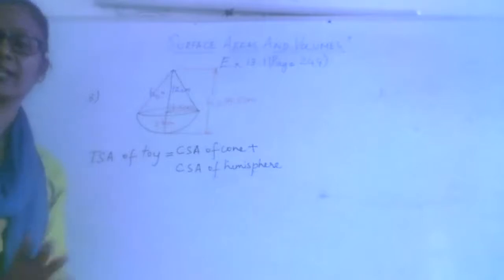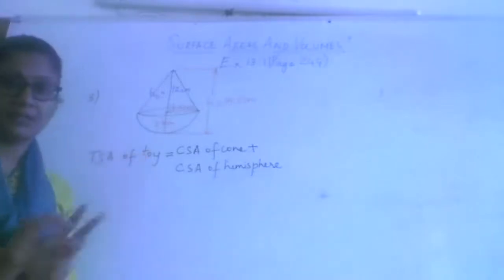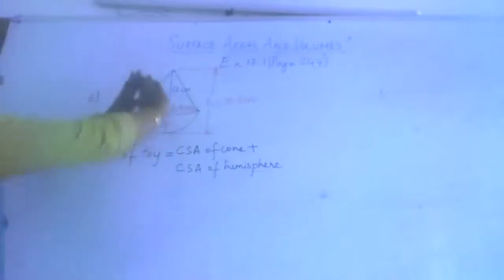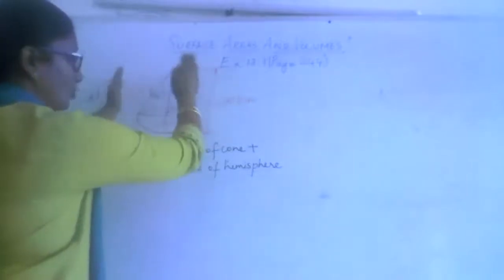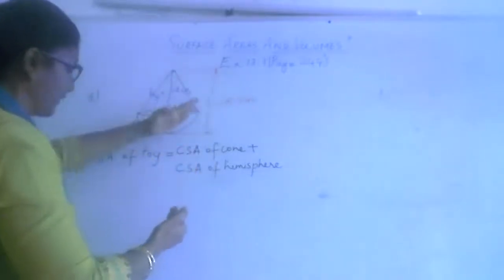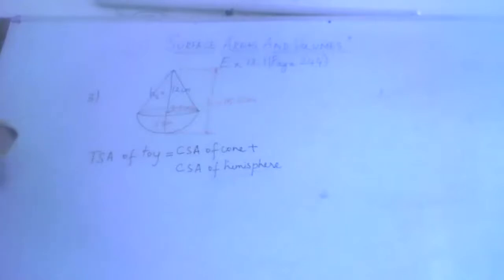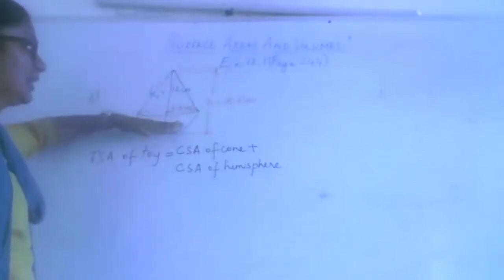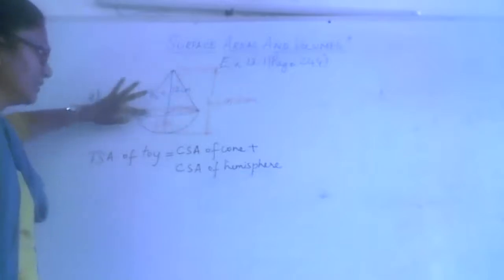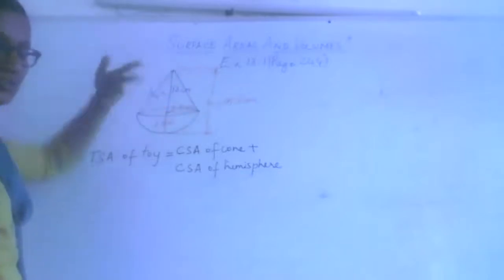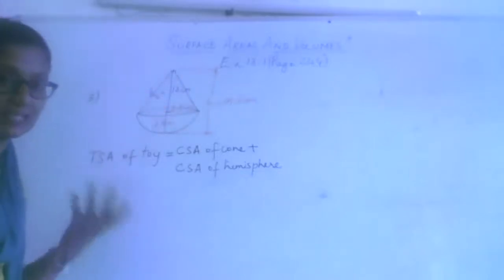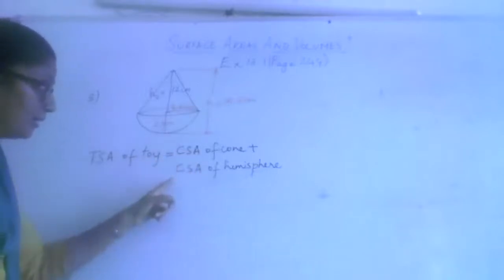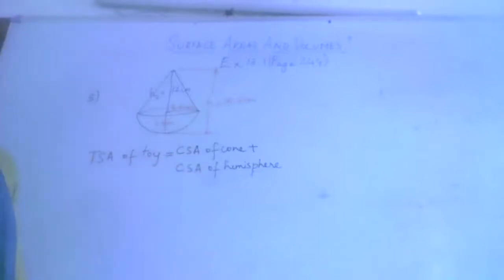Ma'am, we only paint the surface of the toy. Which is the surface I will paint? This surface of the cone, that is the CSA, and this surface of the hemisphere. So I will not require this base at all. This is covered. On the hemisphere, the cone is sitting, so this circular base, which is inside, is not contributing to the surface area of the toy. That is why it is CSA of cone plus the CSA of the hemisphere.